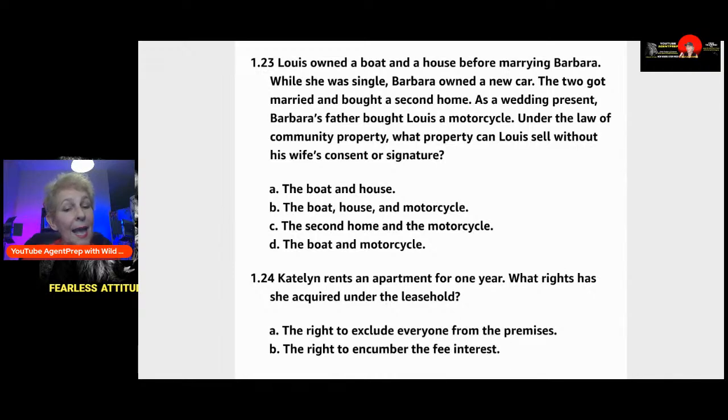It is not A. He got gifted something else, and gifts are not community property. So the boat and the house are correct, but only if you add the motorcycle, because the motorcycle was a gift, even though it was from her father. If that is a gift, that belongs to him. So the answer to 23 is B: the boat, the house, and the motorcycle.